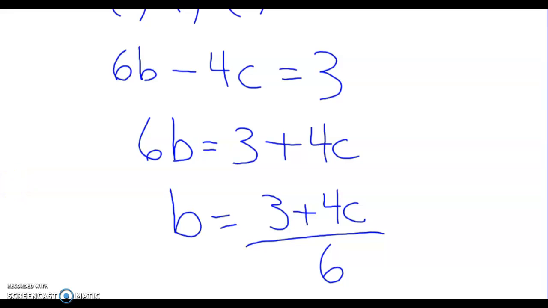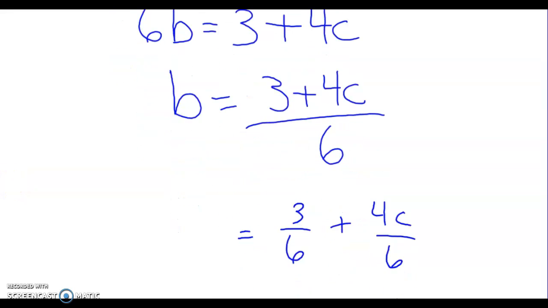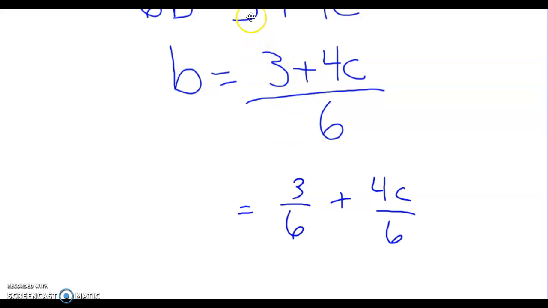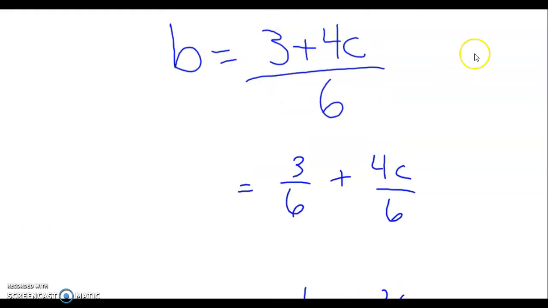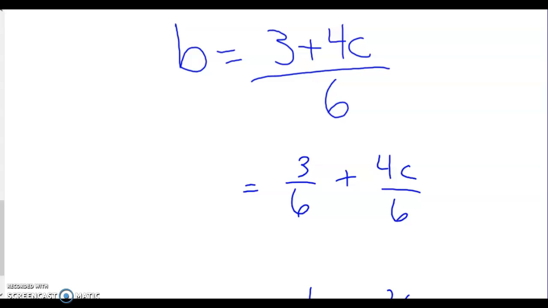b equals 3 plus 4c over 6. Now again, this is what I was talking about earlier. I could separate and make it 3 divided by 6 plus 4c divided by 6. It's your choice. If you choose to separate, then you must reduce. 3 over 6 will, and 4 over 6 will also reduce. So I have a final answer of b equals 1/2 plus 2/3 c, or 2c over 3. So this answer here is identical to this answer here, 3 plus 4c over 6. Here I cannot reduce. When I take them separately, I must reduce.